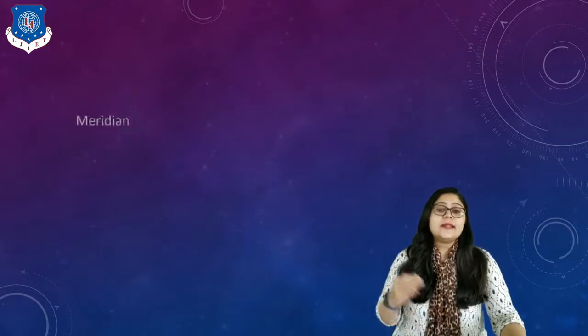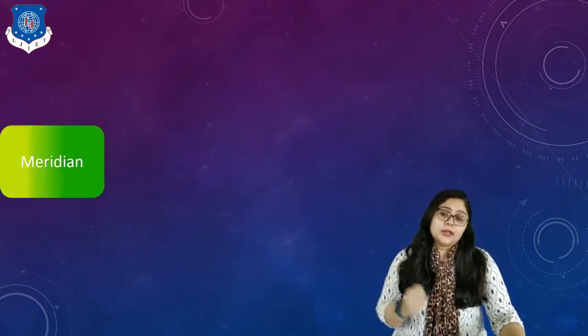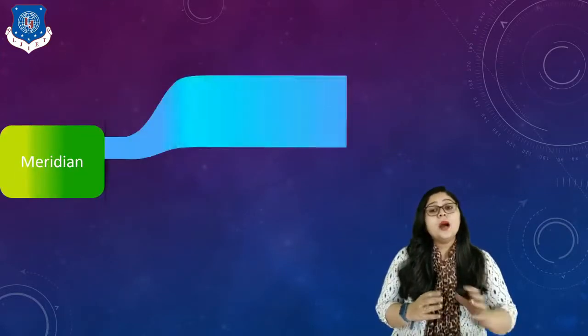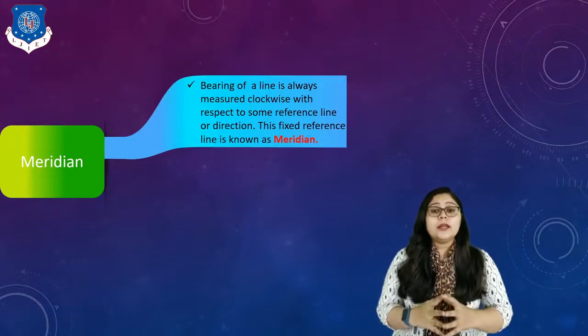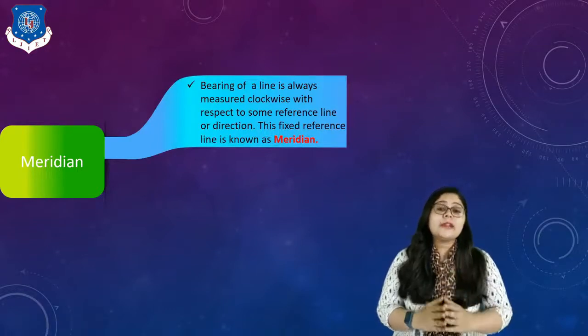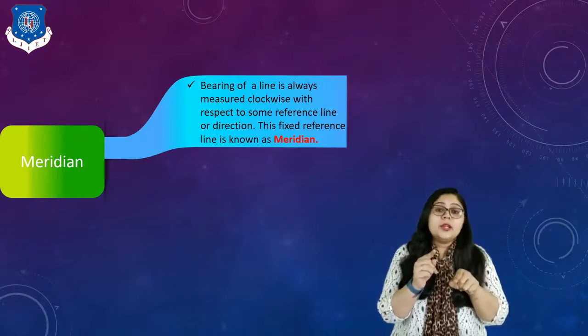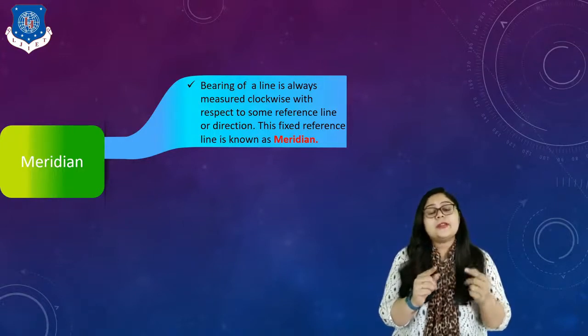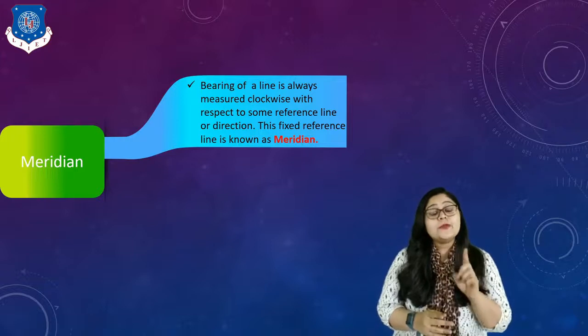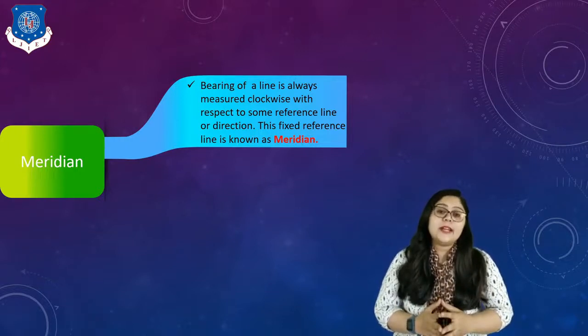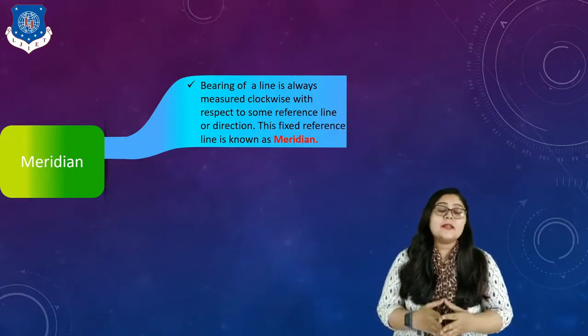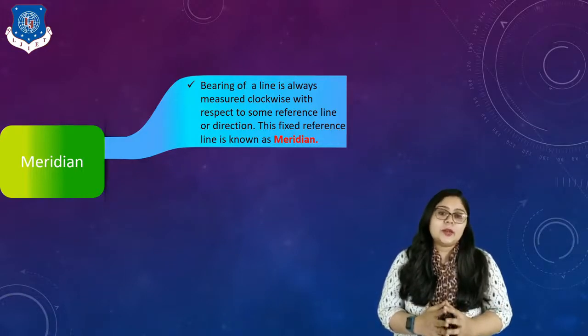So first, let's understand what a meridian is. Generally, a meridian is something with respect to which the bearing of a line is always measured in a clockwise direction, with respect to some reference line or direction. This fixed reference line is known as the meridian. If I simply say this, it is very difficult to understand, right?